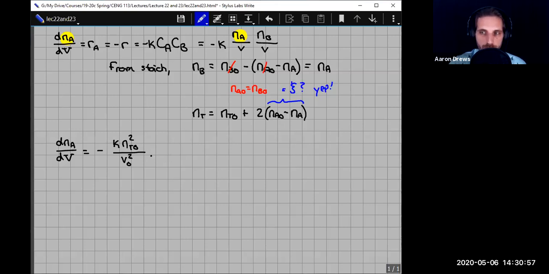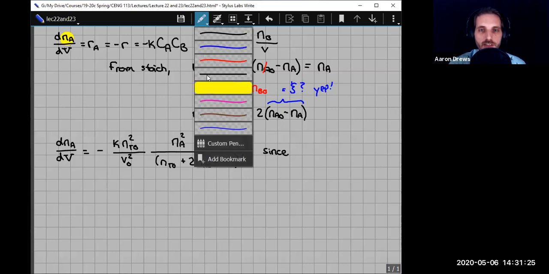And then it's going to be a big old mess that sits here. N sub A squared divided by NT0 plus 2NA0 minus 2NA. And all of that is also squared. Let me erase that. The reason that we got that was because we also had to replace our V.